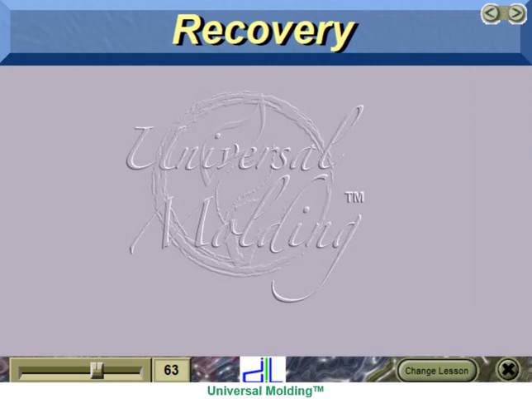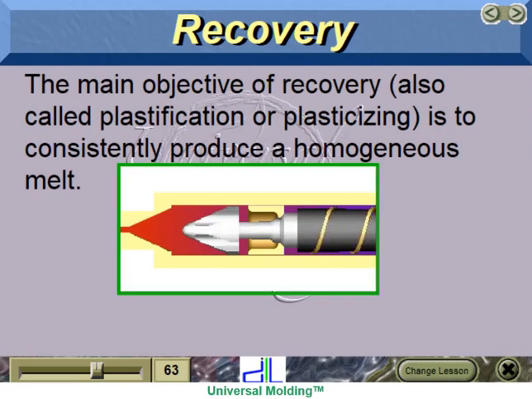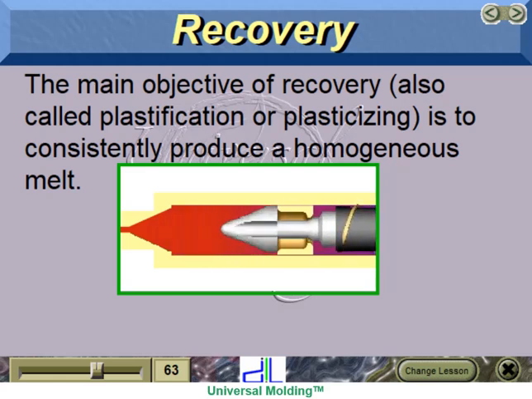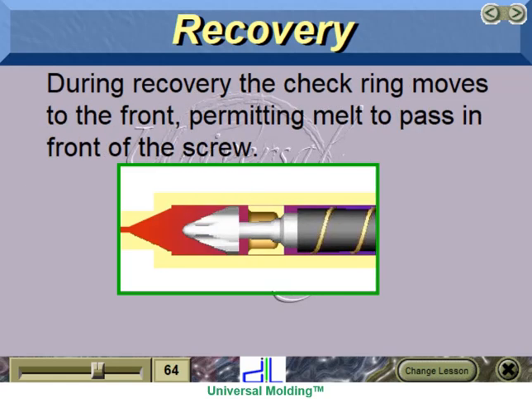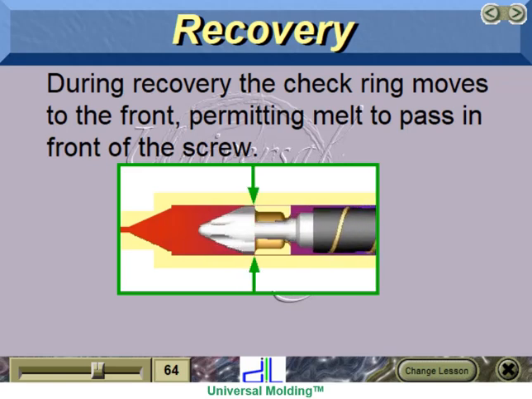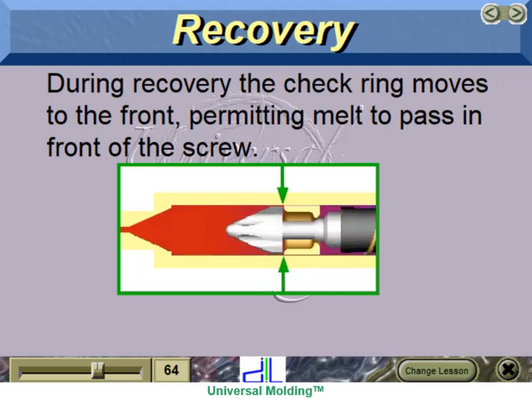Recovery. The main objective of recovery, also called plastification or plasticizing, is to consistently produce a homogeneous melt. During recovery, the check ring moves to the front, permitting melt to pass in front of the screw.